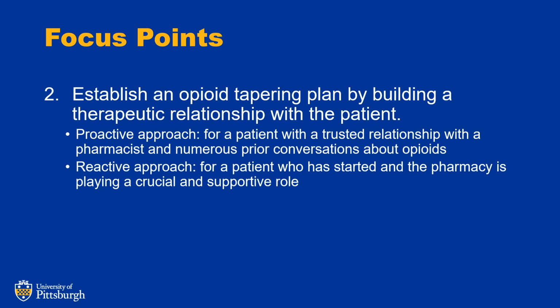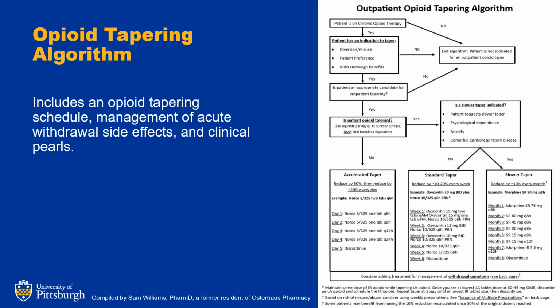The other approach is the reactive approach, in which the pharmacist notices decreases in the patient's opioid dose and then builds upon this first step by looking for opportunities to initiate these conversations with the patient. Another great resource is this opioid tapering algorithm compiled by Dr. Sam Williams, past resident at Osterhaus Pharmacy. This is a great tool for initiating those conversations with patients, mapping out their tapering schedule, and managing acute withdrawal side effects.